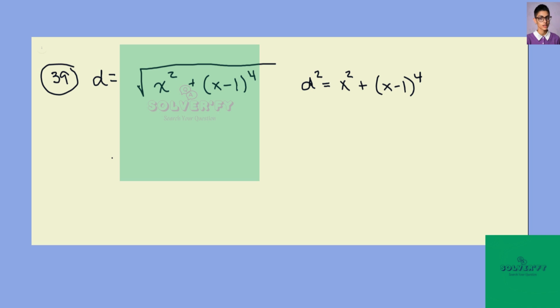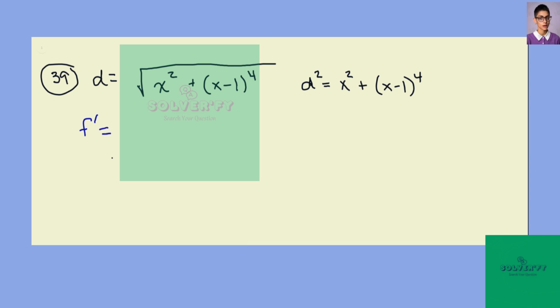The radical sign will come into play later on. We'll actually solve for the equation at the end then. So for right now, I'm going to let my f of x equal d squared.